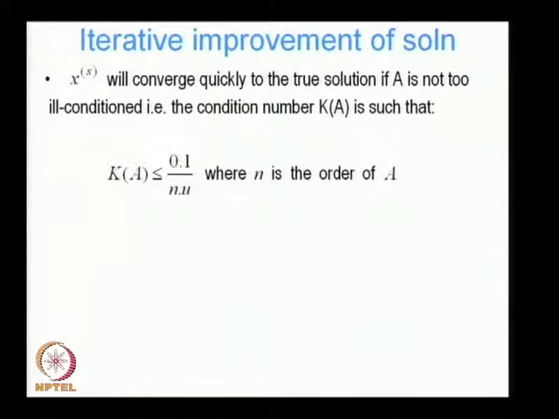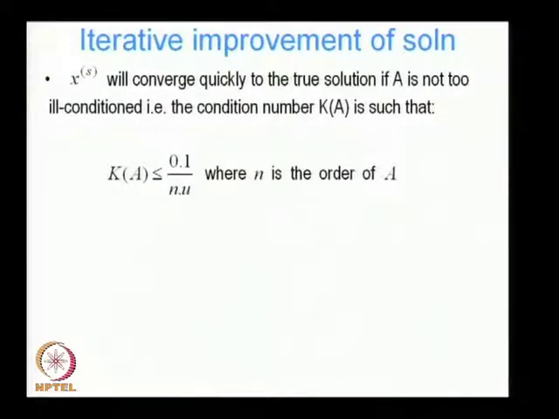What do we mean by too ill conditioned? That is the condition number of A, which we defined a couple of classes back. The condition number of A is less than 0.1 divided by n u, where n is the order of the matrix A, the number of rows and number of columns in A, and u is my machine precision. If my condition number is less than this value, then we can say that the matrix is not too ill conditioned, and by doing this iterative procedure we can improve the solution obtained by Gauss elimination.